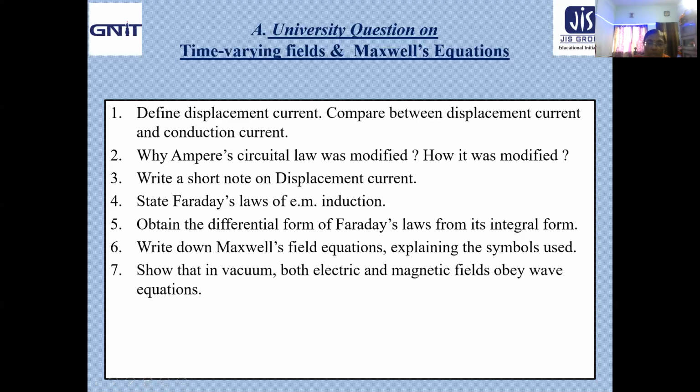Now come to question number 7. Show that in vacuum, both electric and magnetic fields obey wave equations. We have done this in our class. In vacuum, you have to first write Maxwell's field equations with relevant changes, because vacuum means rho equal to 0, sigma equal to 0, epsilon equal to epsilon naught, and mu equal to mu naught. Accordingly, you will get it.